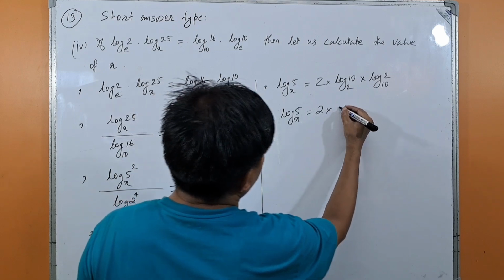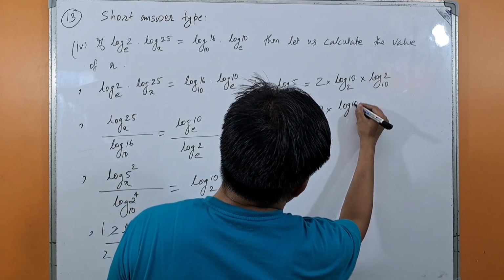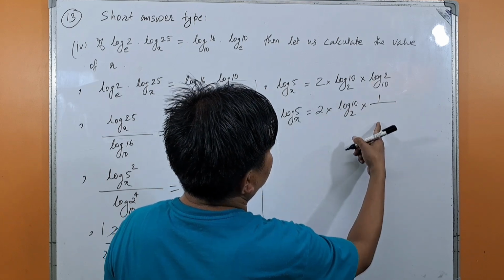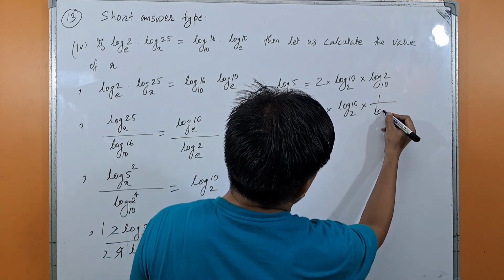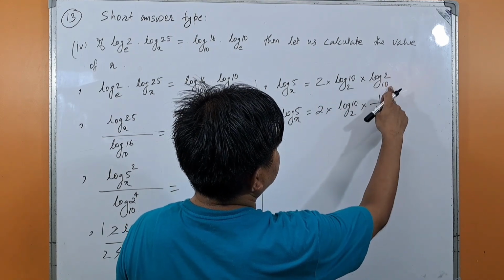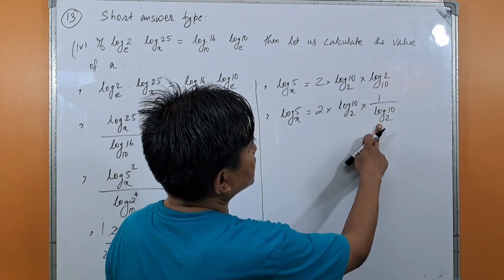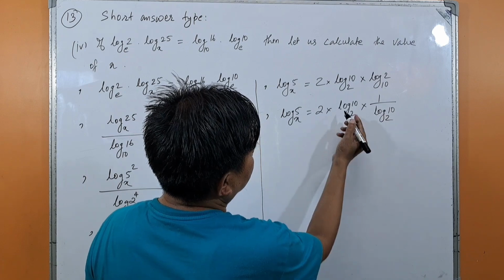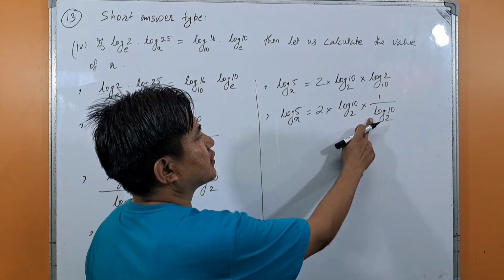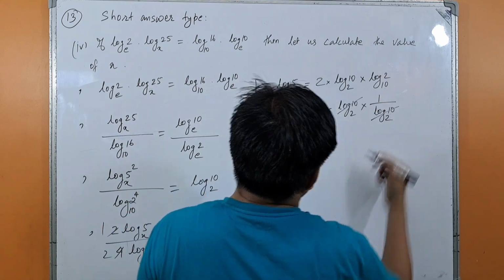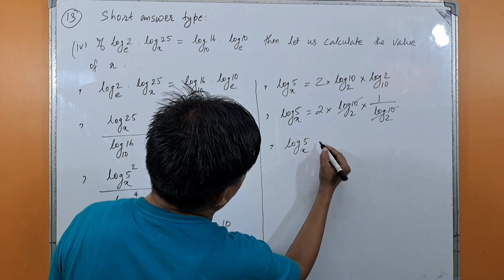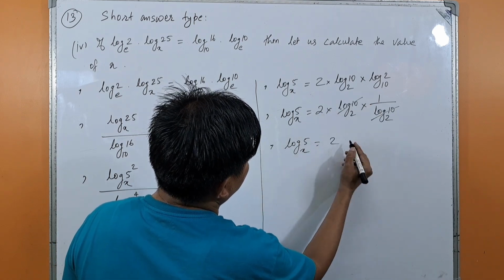Okay, why? Because we can write this as log 10 to the base 2 into 1 upon, if I take this number to the denominator, log 2 to the base 10 becomes log 10 to the base 2. Now we have log 10 to the base 2 and log 10 to the base 2. One is in the numerator and the other is in the denominator. So we can cancel this. We have log 5 to the base x equal to 2 1 ja 2.